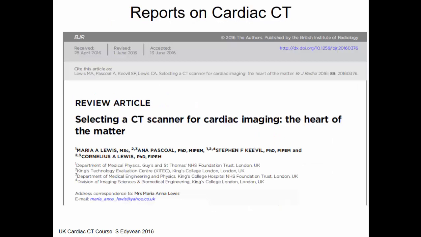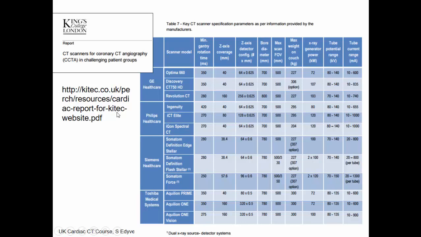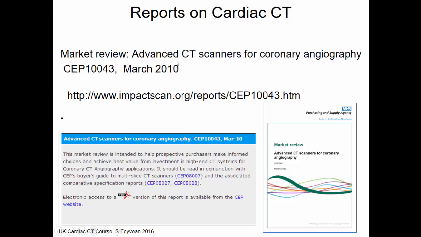Very good paper. I urge you to look at that. This is the report that came out from it, and this is what I refer to. This is another report that's publicly available on the website. If you Google it, it's easily found, associated with the other two papers. This is a previous version of a CTA, cardiac CT comparison report. And then these are some websites that have very good information.